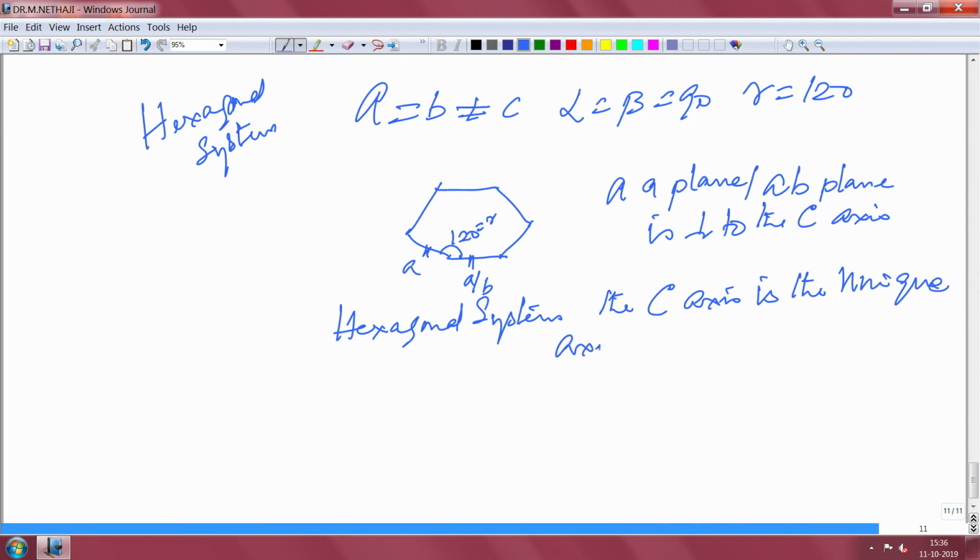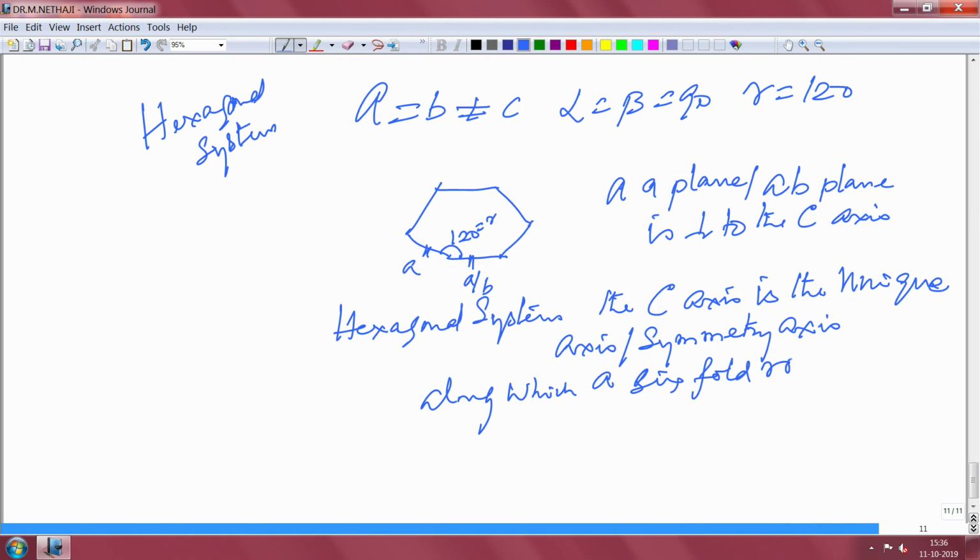is the unique axis or symmetry axis along which a six-fold rotation can be operated.